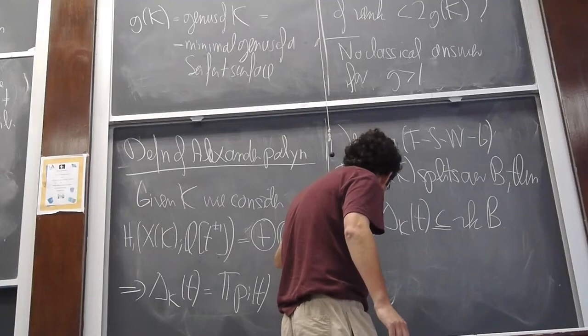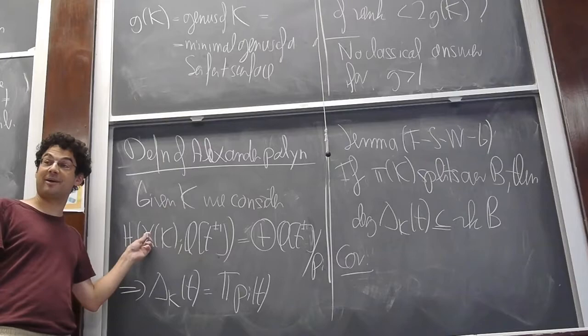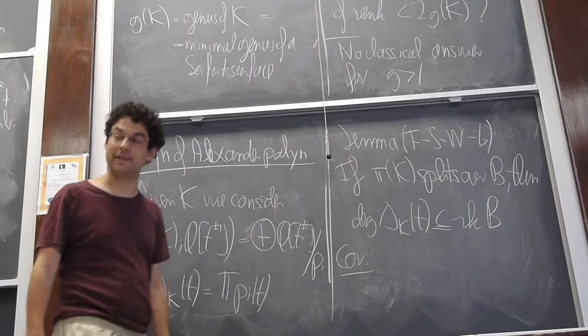Is there a twiddle? Which one, X twiddle K or something? Well, either X twiddle for the infinite cyclic cover, or X with twisted coefficients. Oh, twisted coefficients. Okay. Yeah.